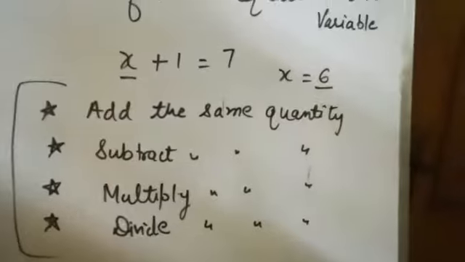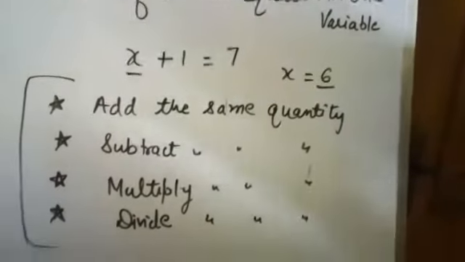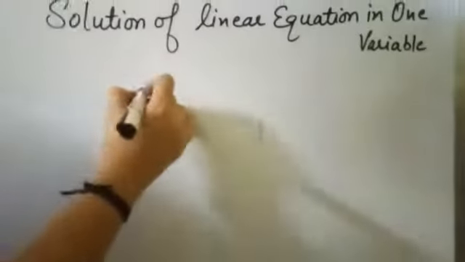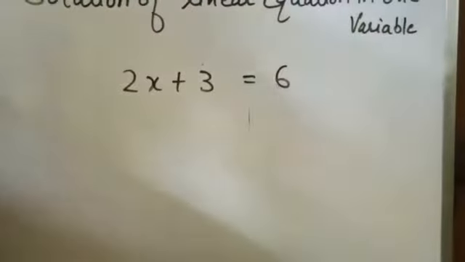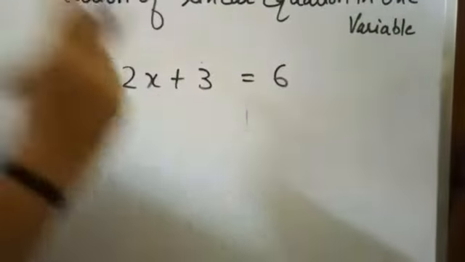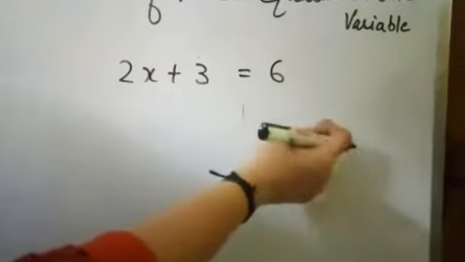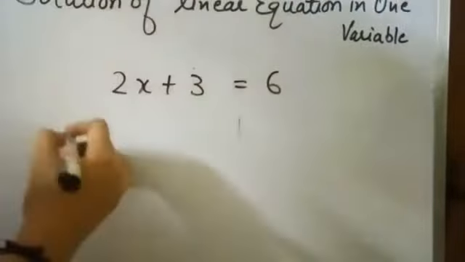But remember, any term of an equation may be taken to the other side by changing its sign without affecting the equality. See how, what I am saying here. Suppose 2x plus 3 is equal to 6. Now you have to shift the term from one side to the other, LHS to RHS or RHS to LHS, without affecting the equality. That process is known as transposition.